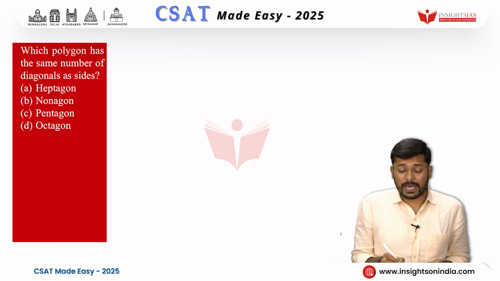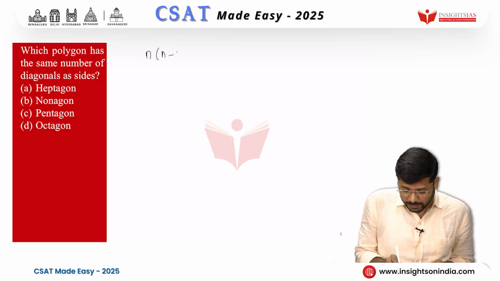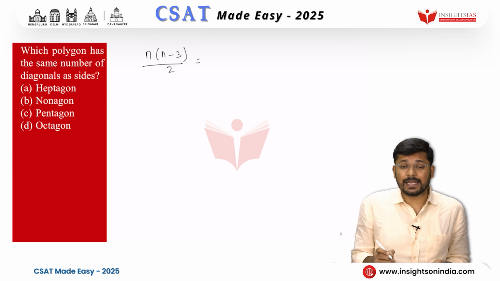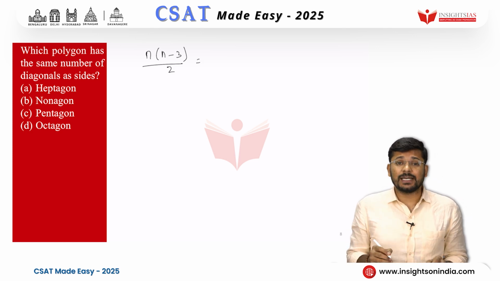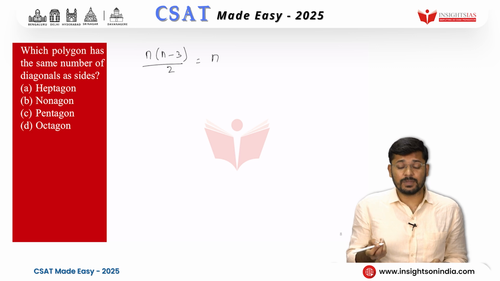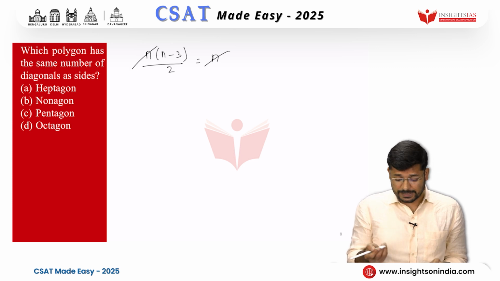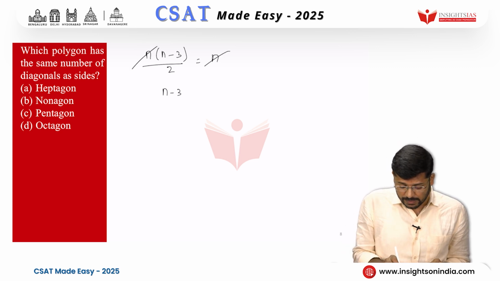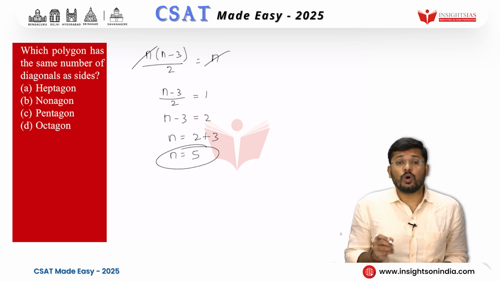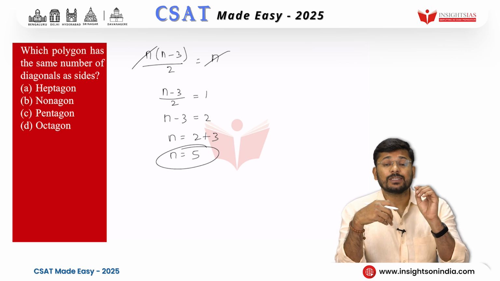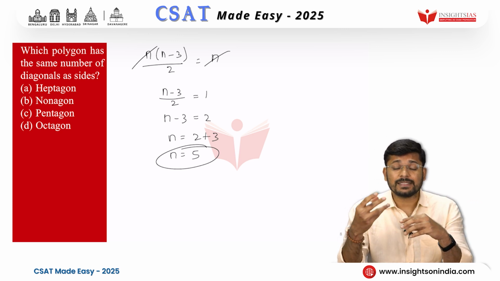What is the formula for the number of diagonals? That is n into n minus 3 divided by 2. Now they are telling us that this is equal to the number of sides. So the number of sides is n itself, right? Let's solve this one. Now n and n happen to be on the LHS and RHS, so we can cancel them directly. We have n minus 3 divided by 2 is equal to 1. n minus 3 would be 2, or n is equal to 2 plus 3, or n is equal to 5. So a polygon which has 5 vertices or 5 sides is the polygon which has the same number of diagonals.